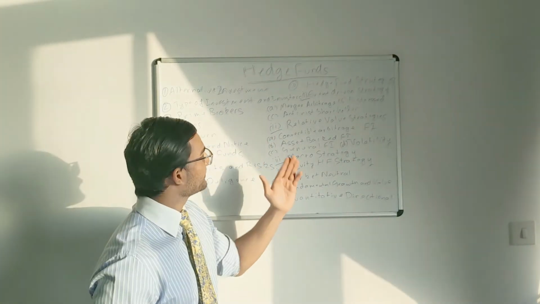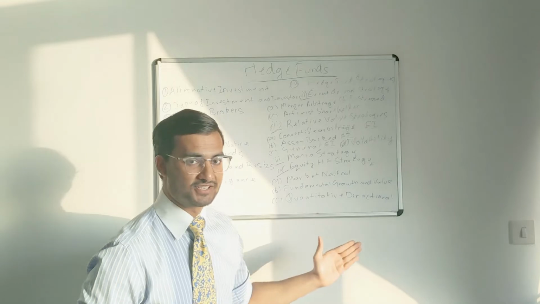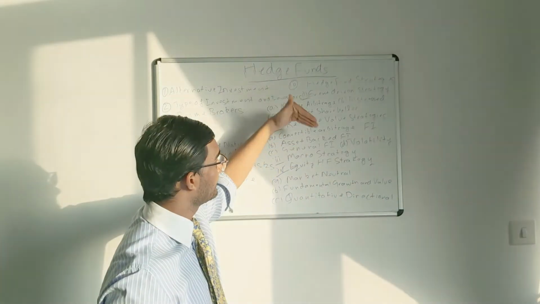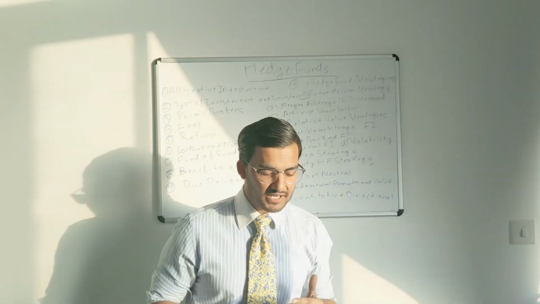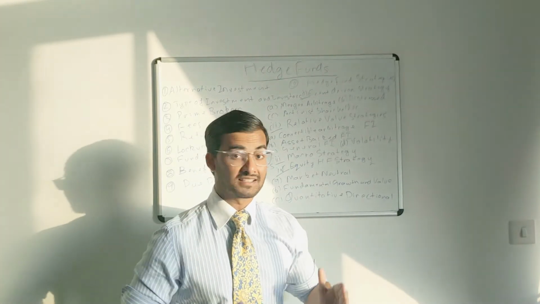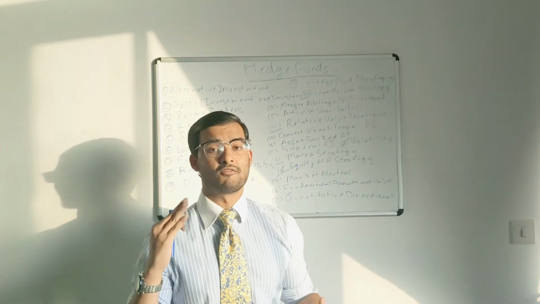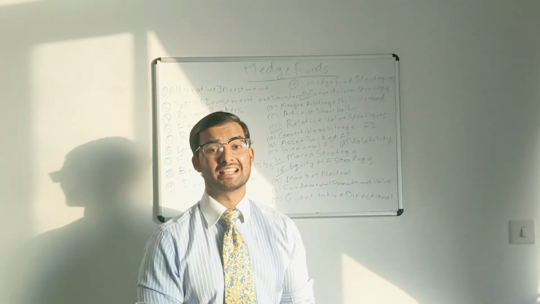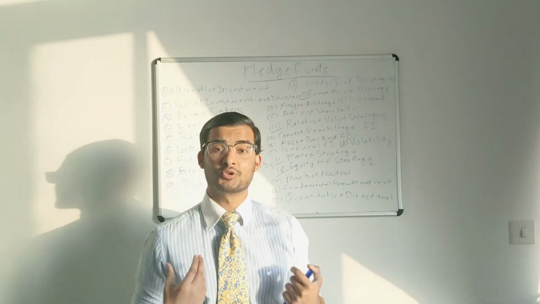Okay, then you have relative value strategies. All right, this is the second point, after A, B, and C. The relative value strategy means that you have a simultaneous, at the same time, long and short position in respective securities. So what do I mean by it?